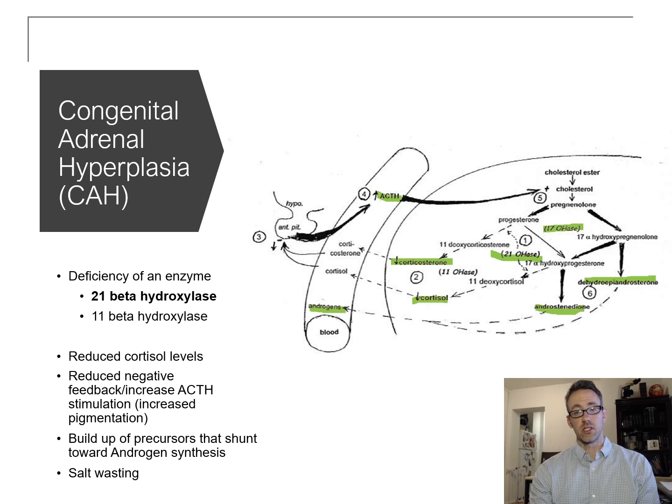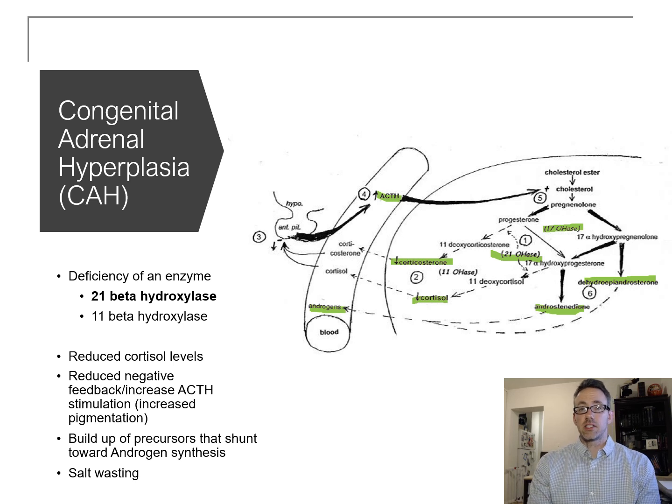You'll notice that since there's a reduction in cortisol and corticosterone here, that doesn't give any negative feedback to inhibit that. So it continues to produce ACTH at high levels. The ACTH is trying to stimulate the cortex to get the cortisol levels to rise. That builds up those precursors that I spoke of, and that shunts it into the androgen pathway. So there's a lack of that feedback, and ACTH levels will rise. Again, it reduces negative feedback and increases ACTH stimulation.